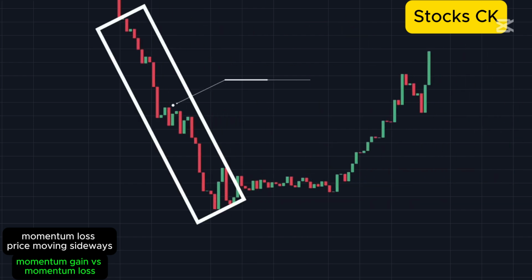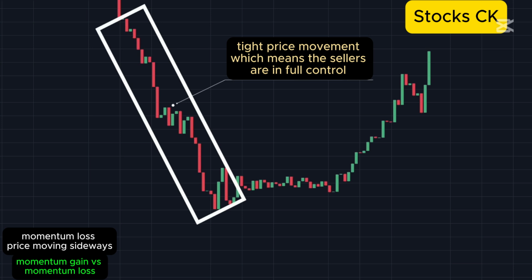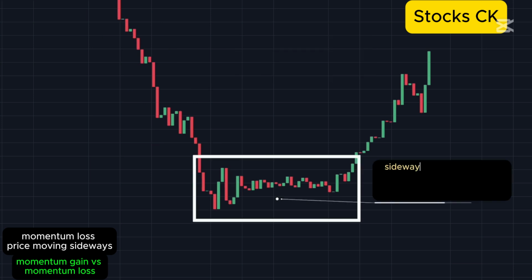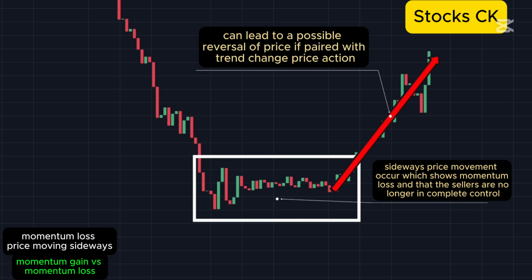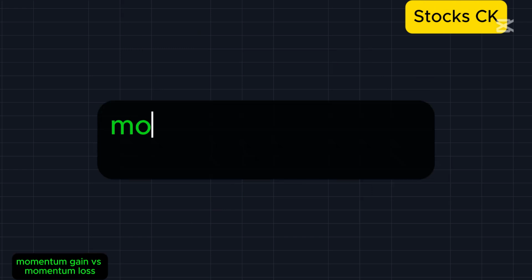This downtrend here is tight price movement, which means the sellers are in full control. You then had sideways price movement occur, which shows momentum loss, and that the sellers are no longer in complete control and can lead to a possible reversal if paired with trend change price action.